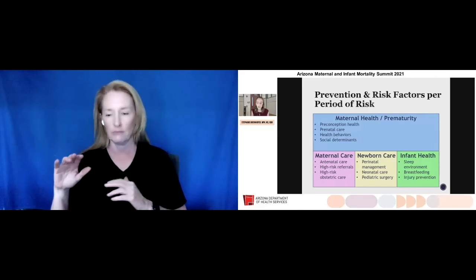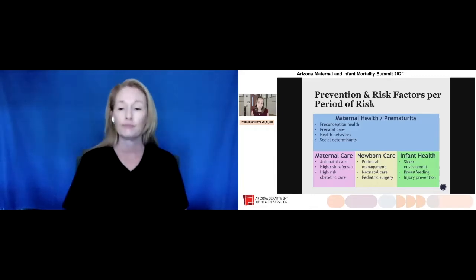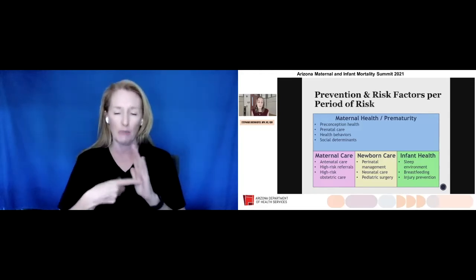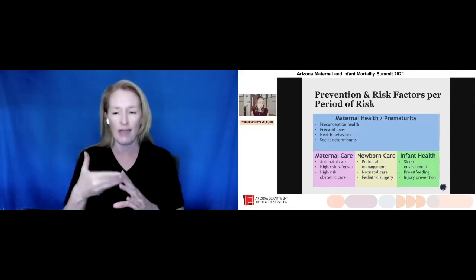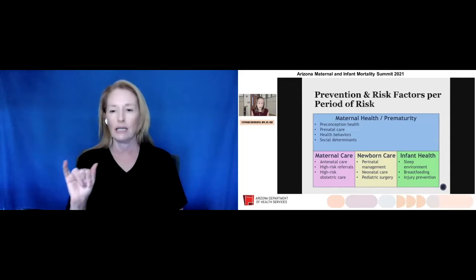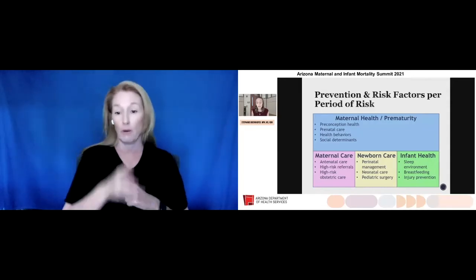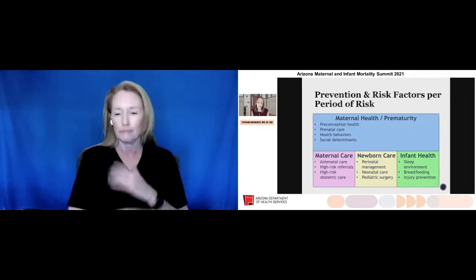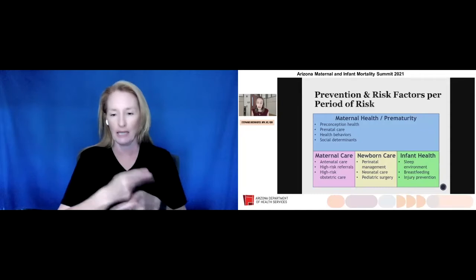So each of these 4 periods of risk comes with its own set of prevention and risk factors. These are just some examples of what we tend to examine. This is by no means a comprehensive list, but for maternal health and prematurity, we tend to look at preconception health, whether prenatal care was sought out and when, health behaviors, and social determinants of health. For maternal care, we might want to investigate antenatal care, high-risk referrals, and obstetric care. For newborn care, perinatal management, neonatal care, or surgery. And then for infant health, we tend to look at the sleep environment, breastfeeding, and injury prevention.